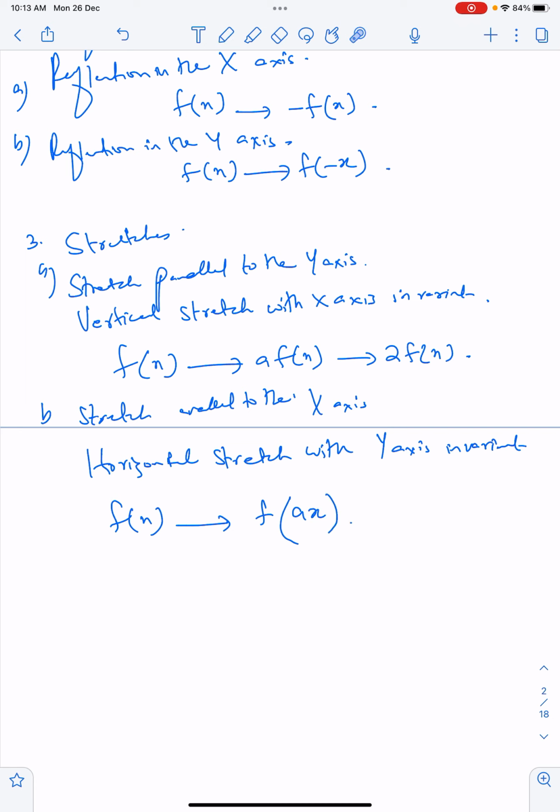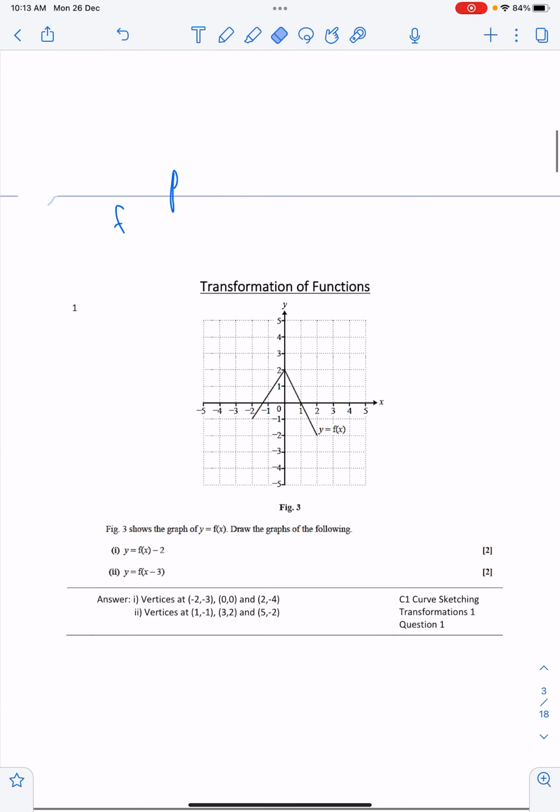In case of the vertical stretch, 2 is the scale factor. Here scale factor is 2, and in the horizontal case scale factor will be 1 upon a, whatever is written inside the bracket. You have to reciprocate it, and that becomes the stretch factor. We've done all of this in the previous videos. If you want more details on these, then you can go through the previous videos, starting with the past paper questions.